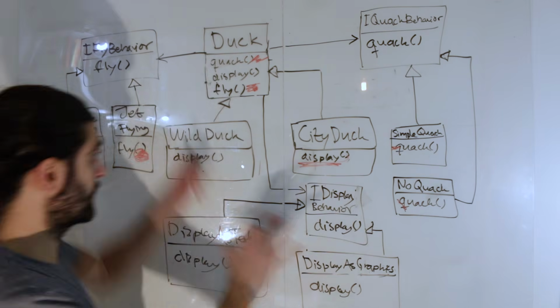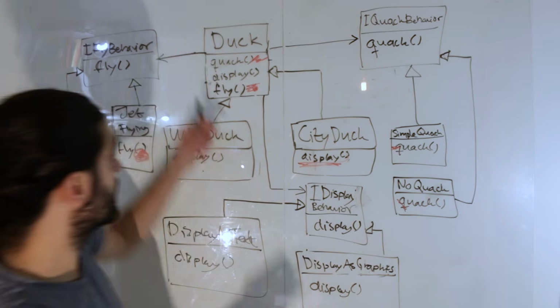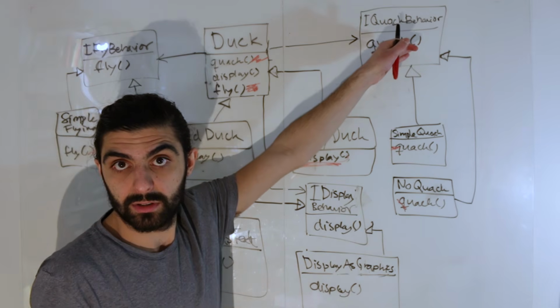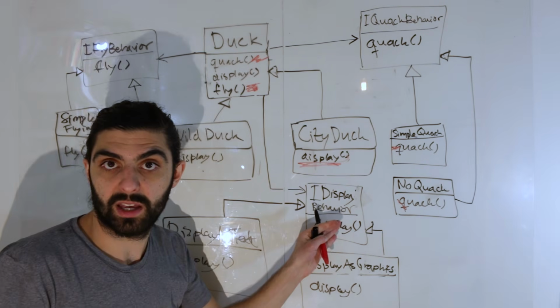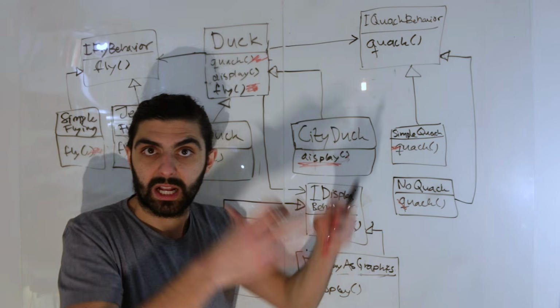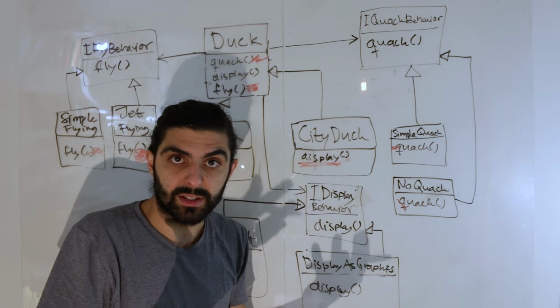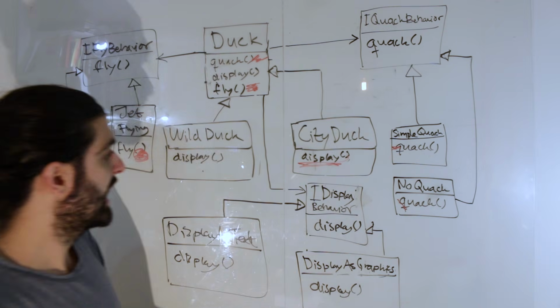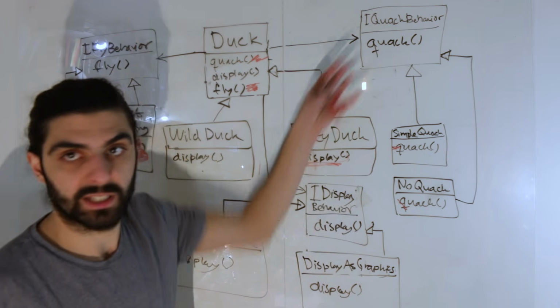This is getting messy, so let's just reiterate. The duck has a quack behavior. A duck has a display behavior. A duck has a fly behavior. But that's on an abstract level, that's on a class level. And then when you create instances, you need to make sure that that duck has something that implements these three different interfaces.